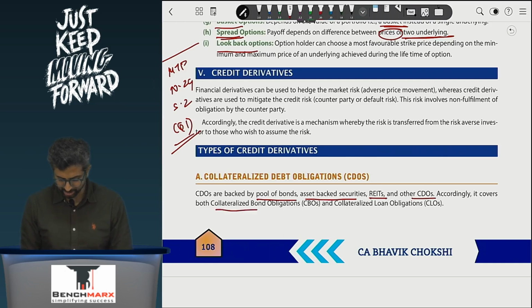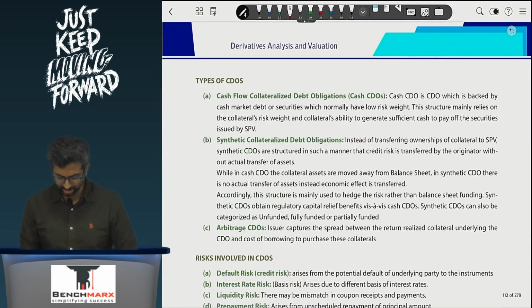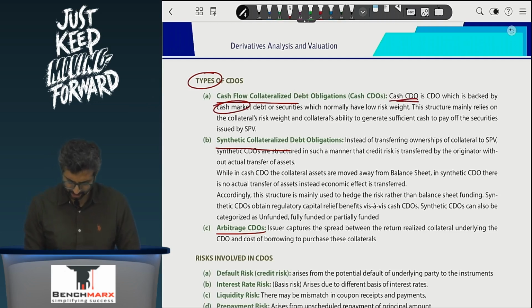Accordingly, it covers collateralized bond obligation, loan obligation. We'll just quickly review it. There are various types of CDOs. Cash flow CDO, synthetic CDO, arbitrage CDO. अच्छा, कैश CDO में अंडरलाइन क्या होता है? कैश मार्केट डेट. सिंथेटिक CDO में the risk is synthetically transferred. Arbitrage CDO tries to capture the spread between the realized collateral and cost of borrowing.